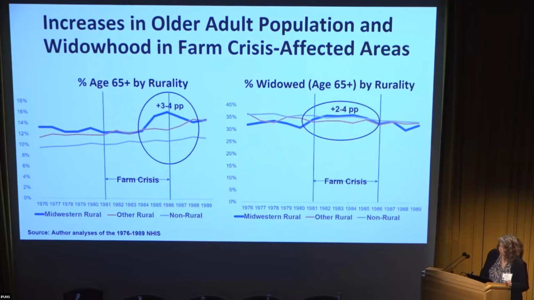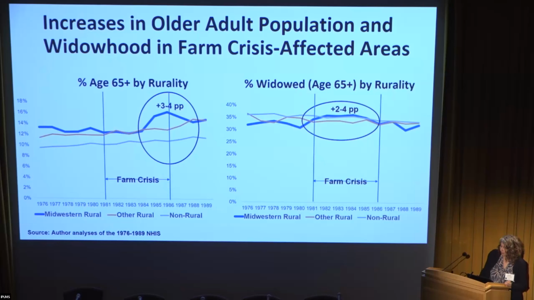Communities affected by the farm crisis, largely concentrated in the rural Midwest, experienced a sharp rise in the aging population. This was likely due to the large numbers of younger people leaving or staying away from Midwestern rural states. Shown on the left-hand graph, the share of rural Midwestern residents aged 65 and older, represented by the thick blue line, rose by 3 to 4 percentage points towards the tail end of the farm crisis period. We do not observe a similar sharp increase for other rural or non-rural communities.